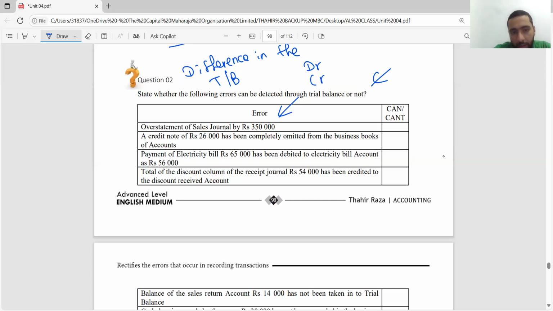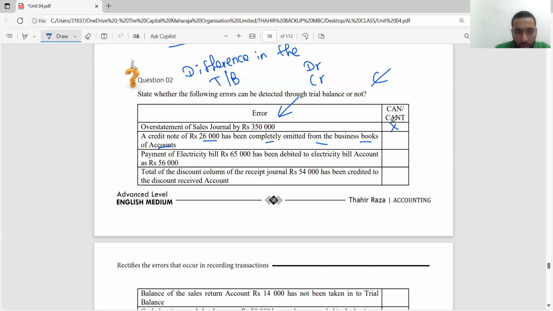Will this error create a difference in the trial balance? That is what they are asking. Very simple, it will not create a difference. Right okay, a credit note of 26,000 has been completely omitted from the books of accounts. Will it create a difference? Very simple.